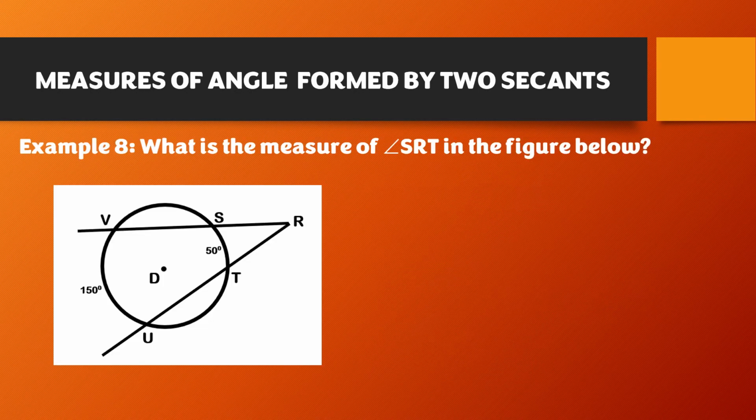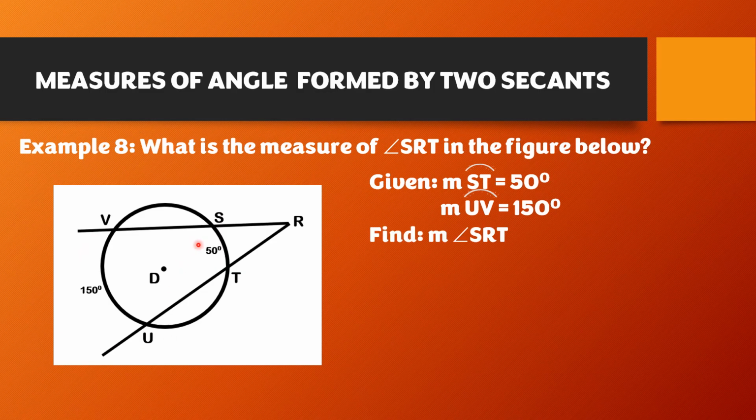For example number 8, what is the measure of angle SRT in the figure below? In the given illustration, we have circle T. So the two secants are line VR and line UR. For the given, the measure of arc ST is 50 degrees and the measure of arc UV is 150 degrees. So we're going to find the measure of angle SRT.